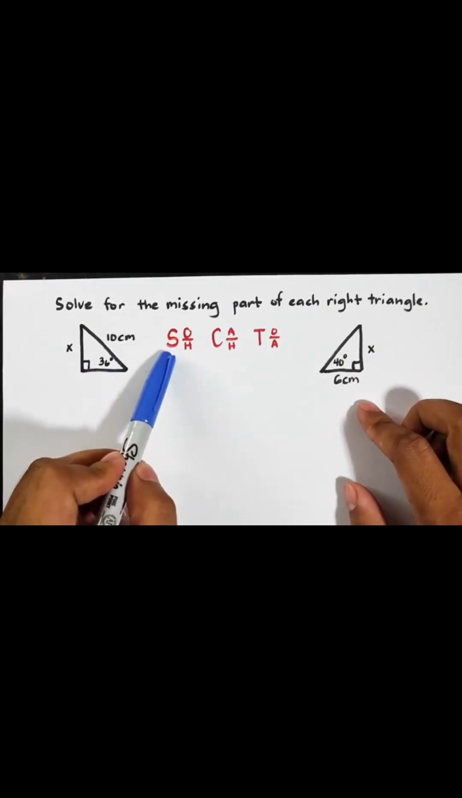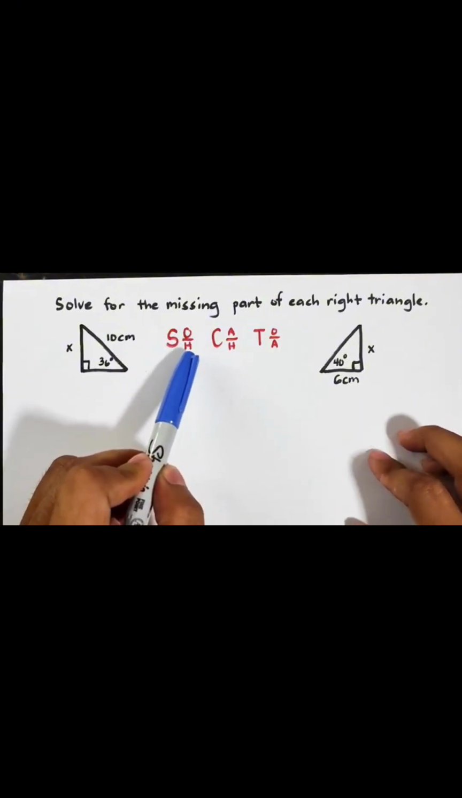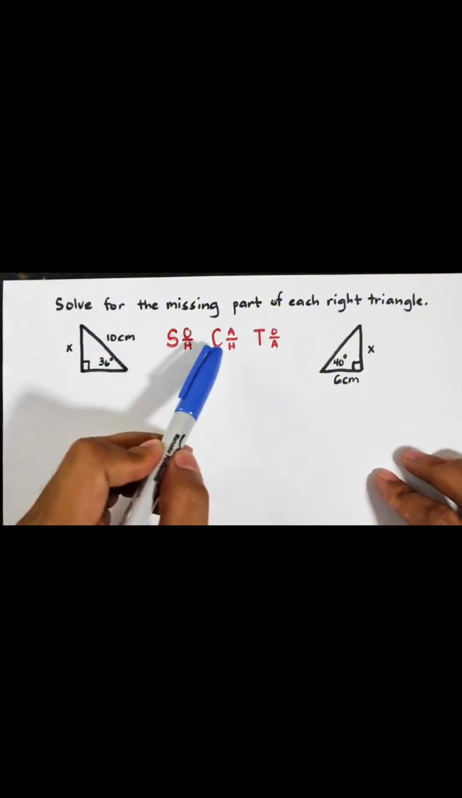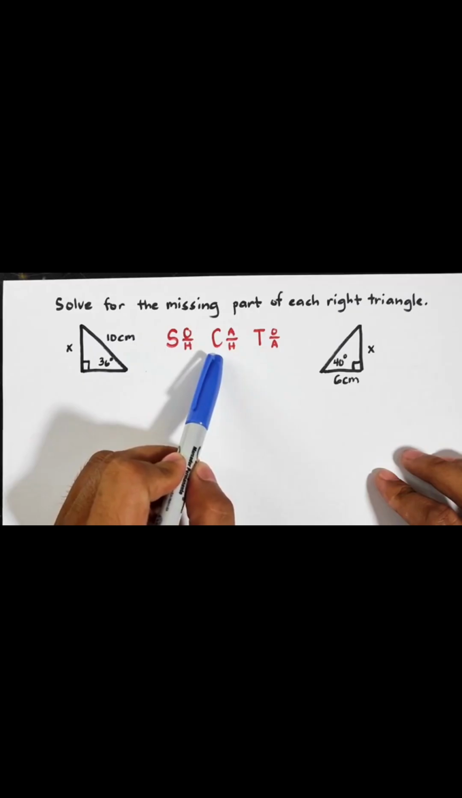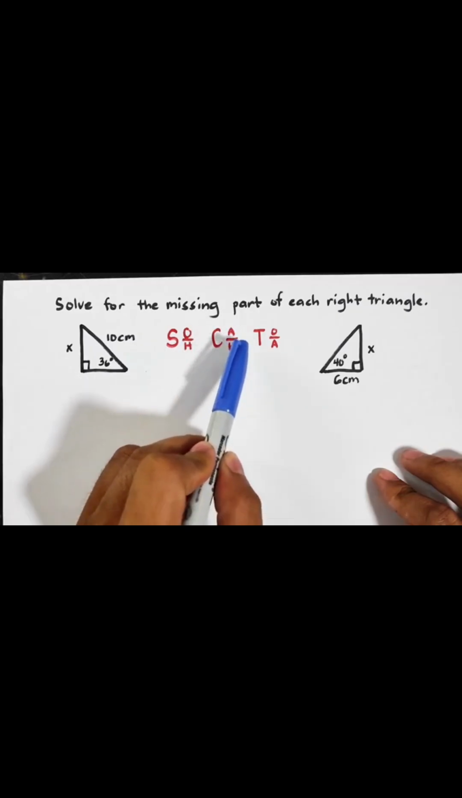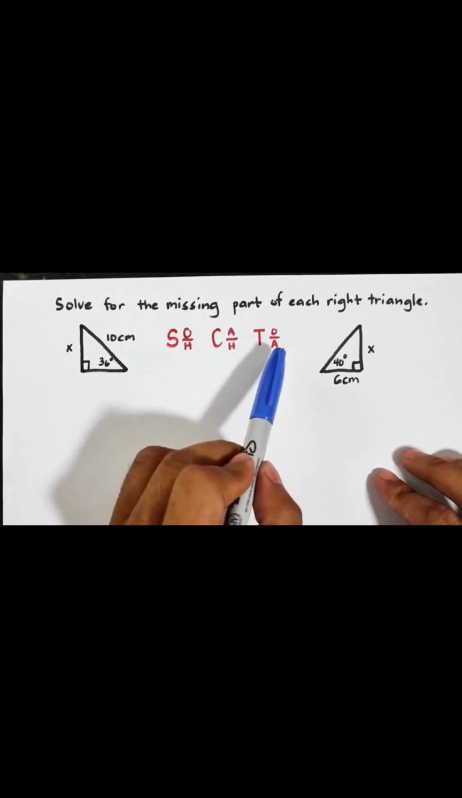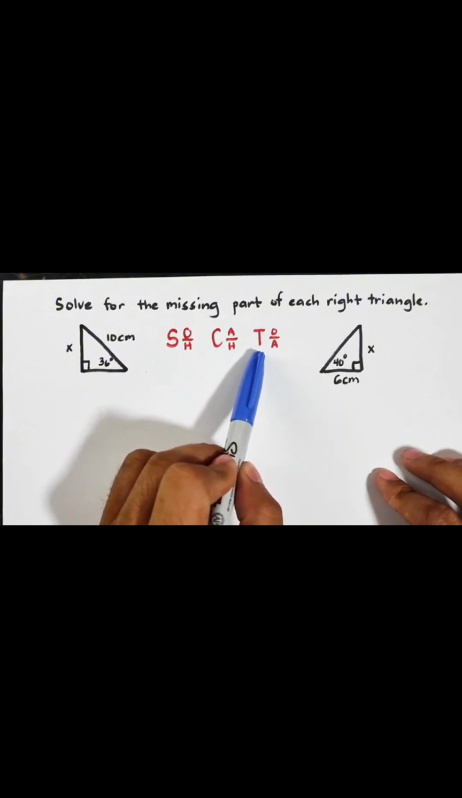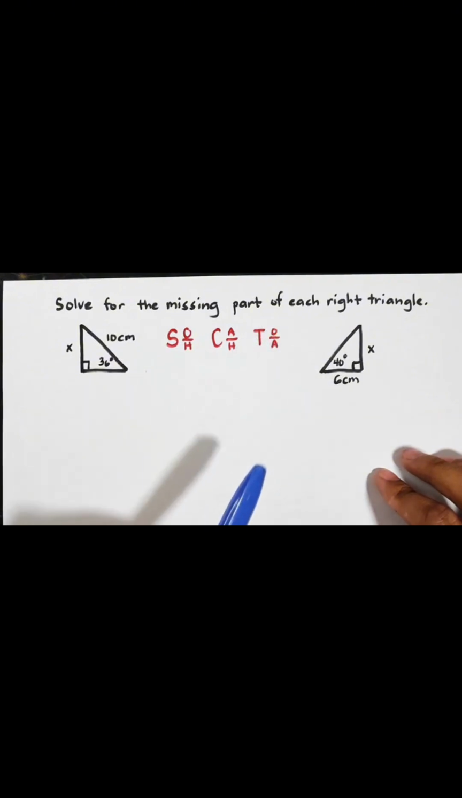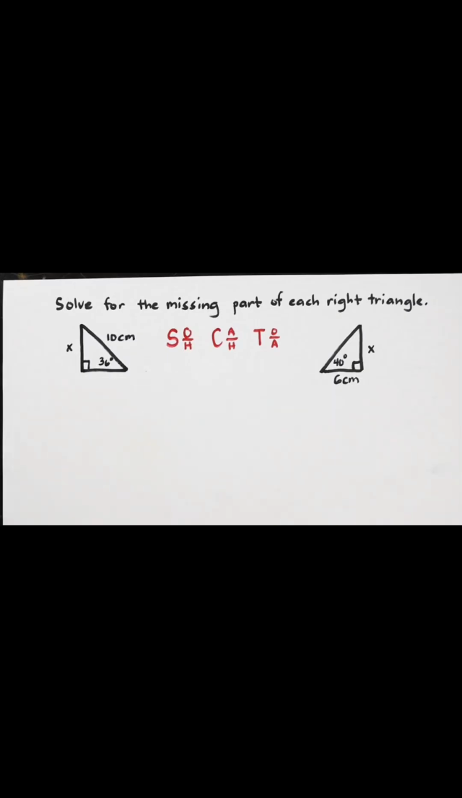SOH stands for sine is equal to opposite over the hypotenuse. CAH stands for cosine is equal to adjacent side over the hypotenuse side. TOA stands for tangent is equal to opposite over the adjacent. So let's go with the first example.